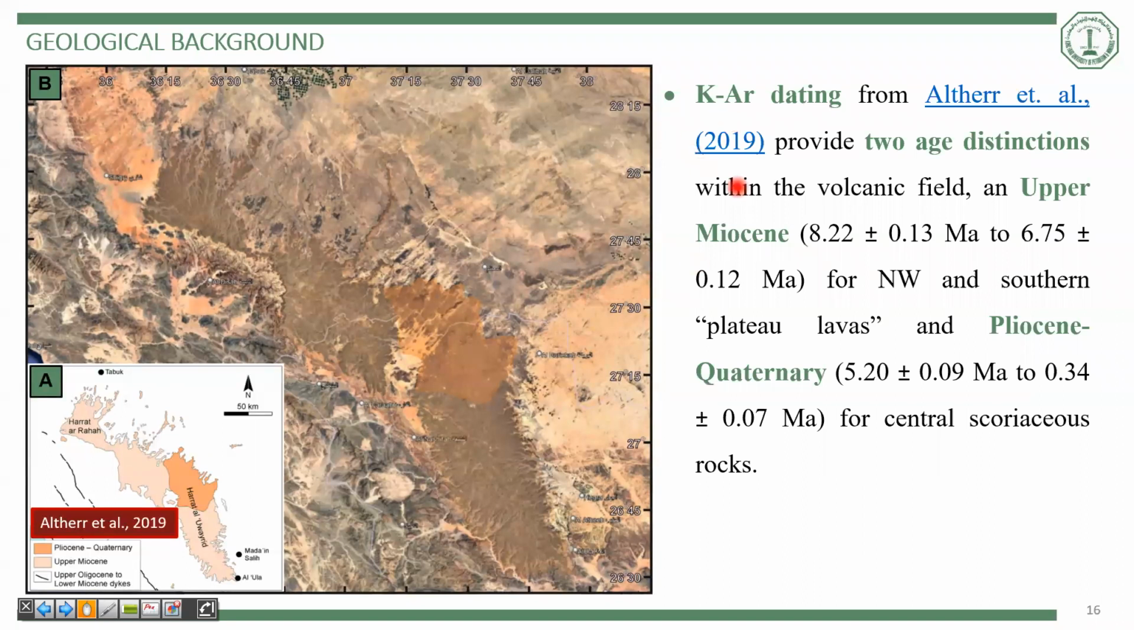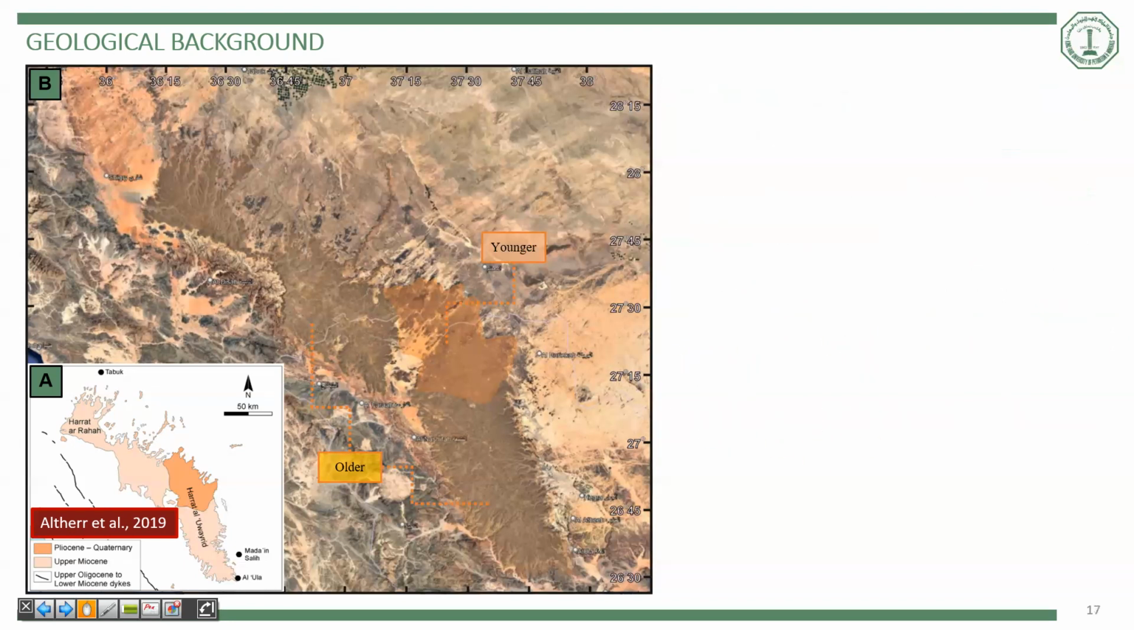And here, potassium-argon dating from Altherr 2019 provided 2 age distinctions for the Harrat, older and younger. The older one being Upper Miocene, and the younger being Pliocene and Quaternary. This additional information, a study from Dr. Watam in preparation, has managed to further specify the age, without specifying it as Quaternary.